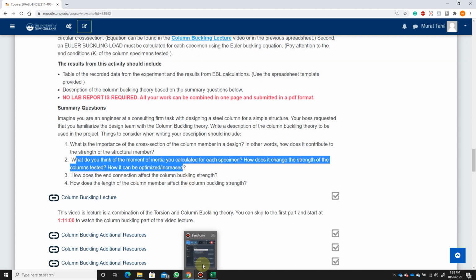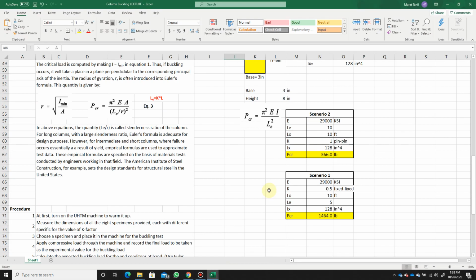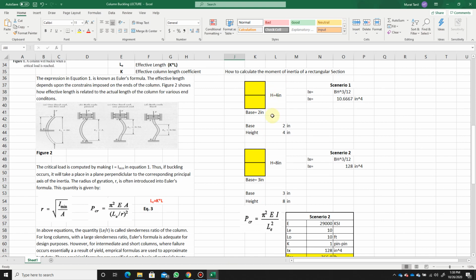So if you have a rectangular section, you can change the orientation. In other words, if you change the orientation, you change the direction of your member. Let's say in this case your base is 2 inches and your height is 4 inches. Your moment of inertia is 10.66 inch to the fourth.